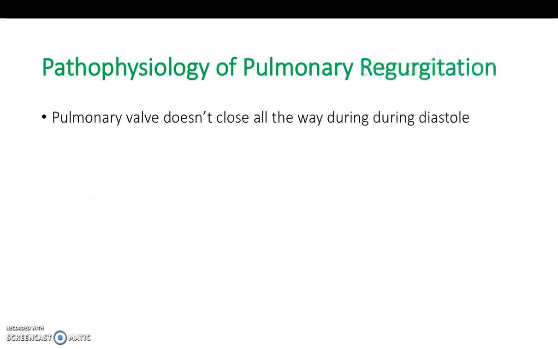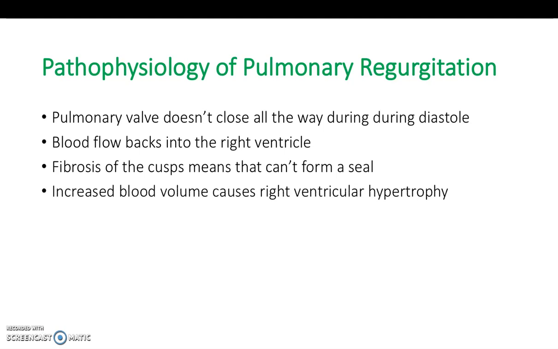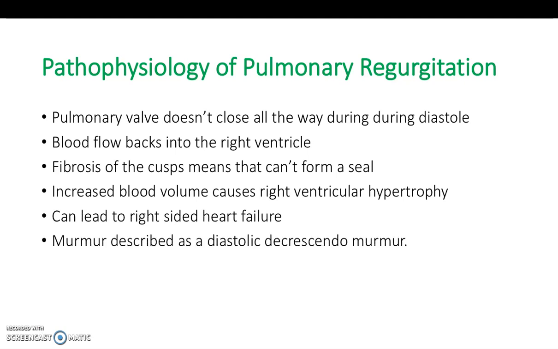So pulmonary regurgitation is when the valve doesn't close properly during diastole, allowing a backflow of blood into the right ventricle. It's usually because of valvular damage, such as infective endocarditis or chronic rheumatic fever. And the backflow of blood increases the right ventricular blood volume, meaning that over time, right ventricular hypertrophy occurs, and the right ventricle may not always be able to keep up, and this can lead to right-sided heart failure. And the murmur is a diastolic decrescendo murmur as blood is leaking back into the ventricle.